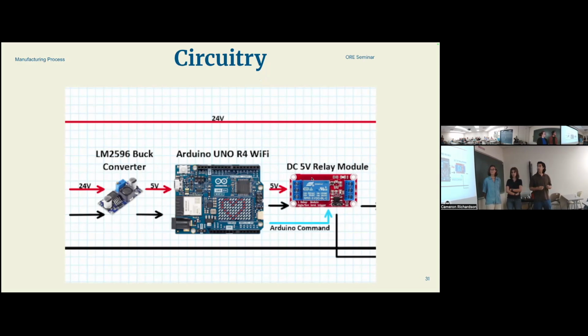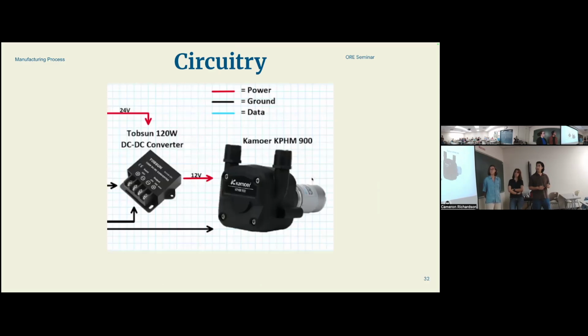So from the Arduino, we then go with that 5 volts into our DC 5 volt relay module, which operates as our electronic switch or trigger, where our Arduino command will basically tell it, this is when we want it to switch on the motor, this is when we want the motor switched off, and that is what allows that to happen. And then everything else connects to our Topsun 120 watt DC to DC converter.